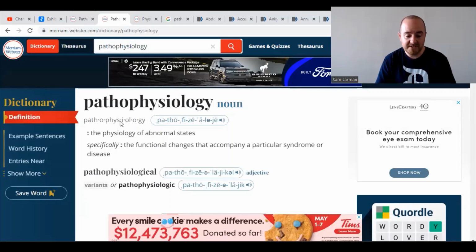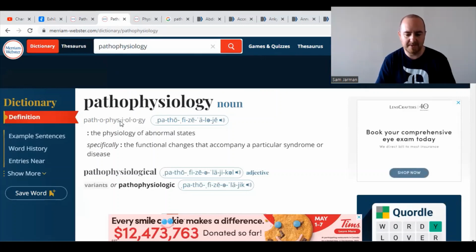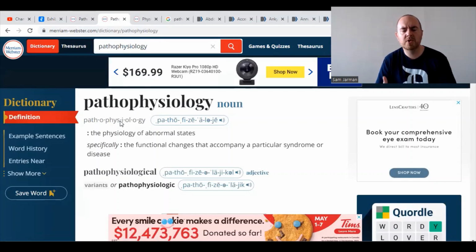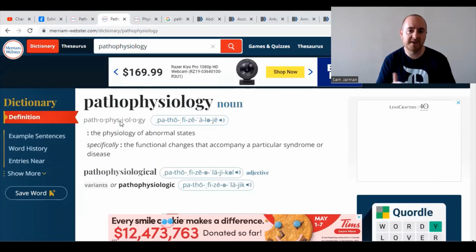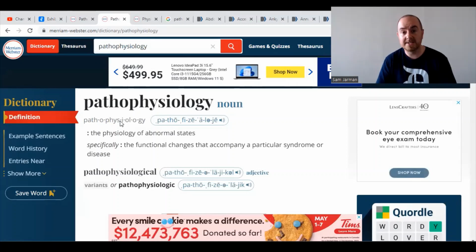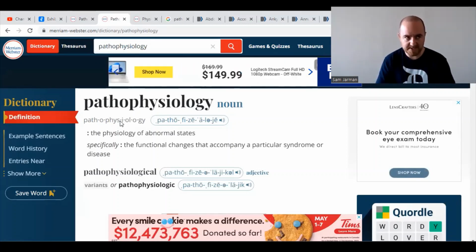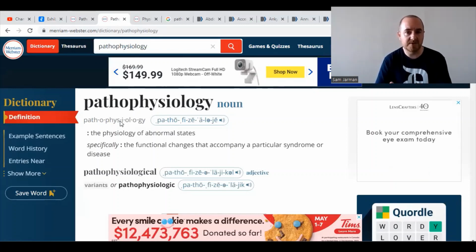Pathophysiology is the physiology of abnormal states, or specifically the functional changes that accompany a particular syndrome or disease. So essentially, if you were to look at how this would play out, subsequent to the identification of the disease, you would then consider the functional changes that accompany that disease.